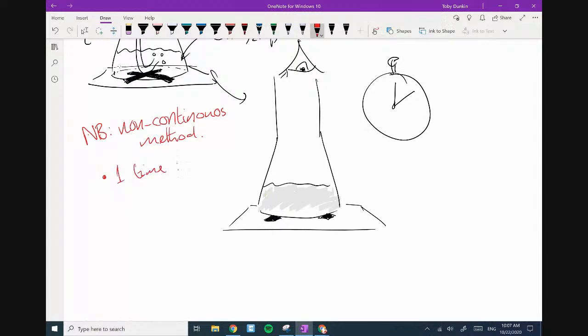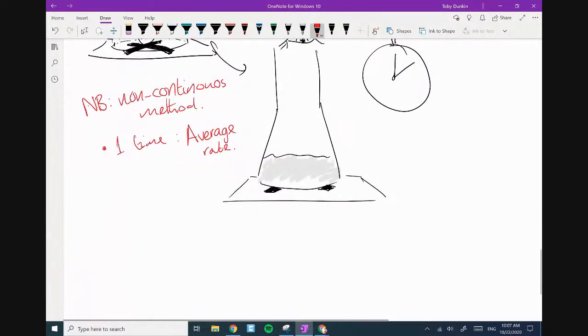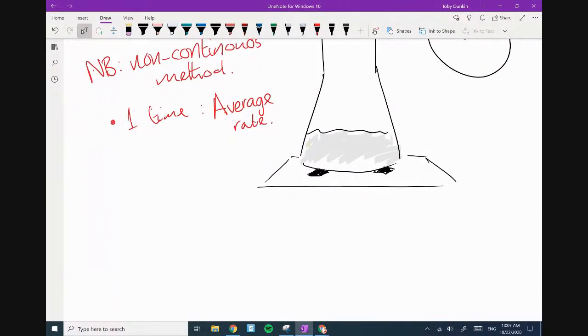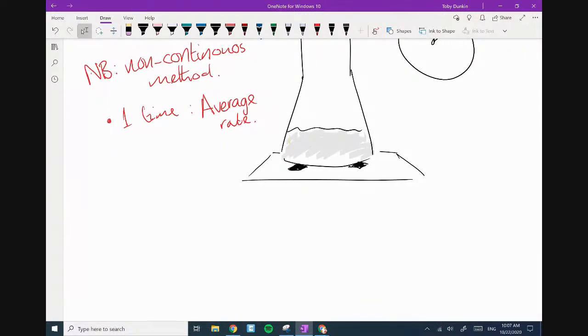Now, because it's only a single time, the only thing you're going to be able to calculate is the average rate. You can't see how the rate's going to change over time. You're just going to get the average rate through the whole experiment. So this method also gives us a really unusual rate equation.